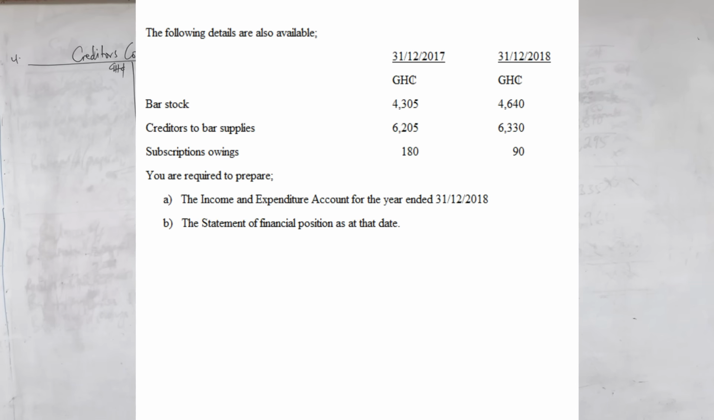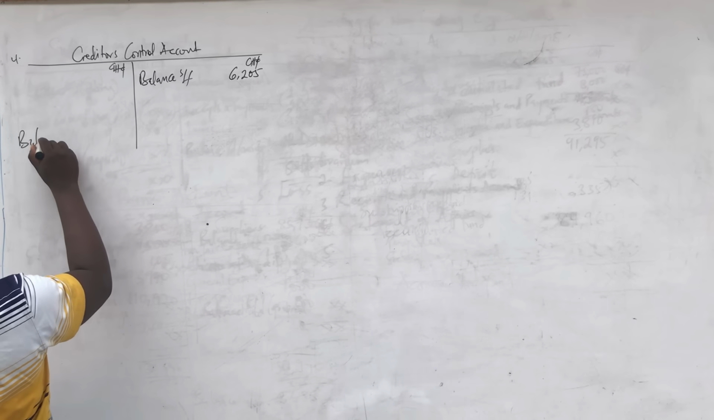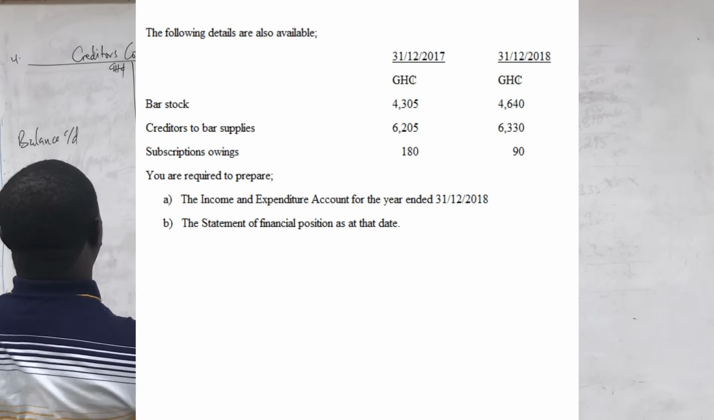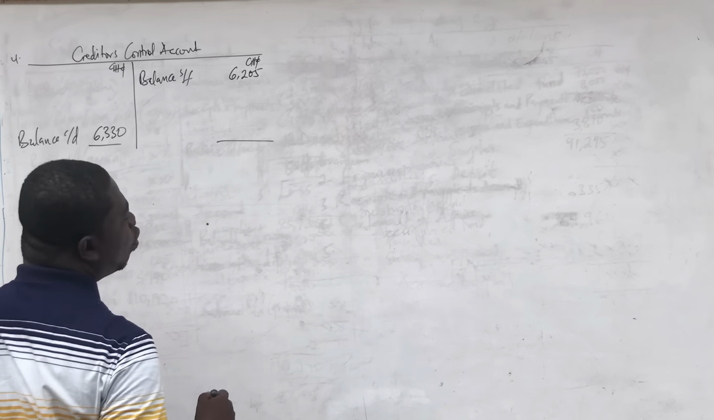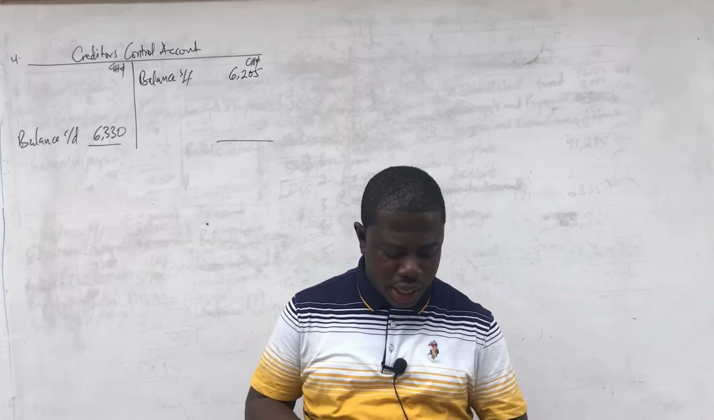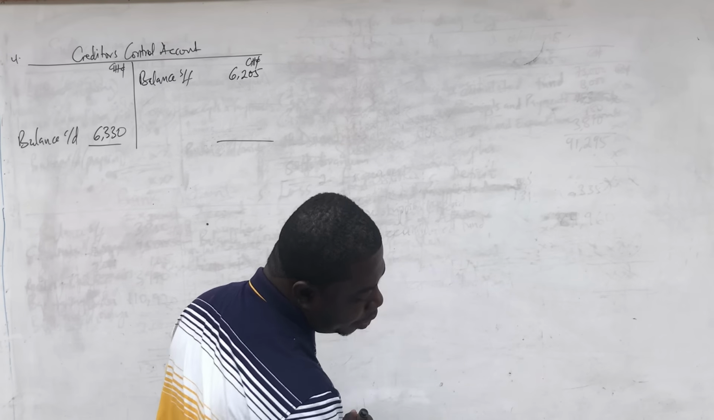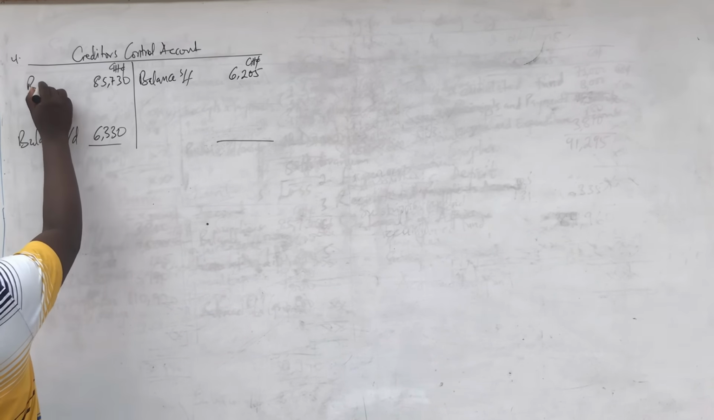which is the creditors to bar supplies, is 6,205. And then the closing balance for the same is 6,330. All right. And then we go to the bank account or the receipt and payment. Now the bank account, bar supplies is 85,730. And that appears on the credit of the bank account. So it will move to the debit. 85,730. And it comes in the name of bank.